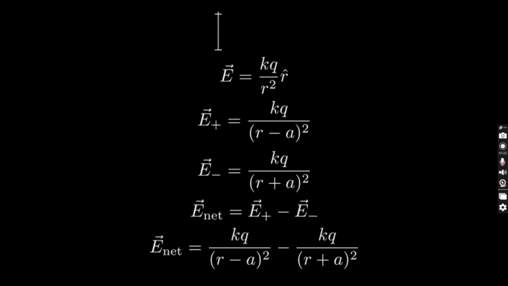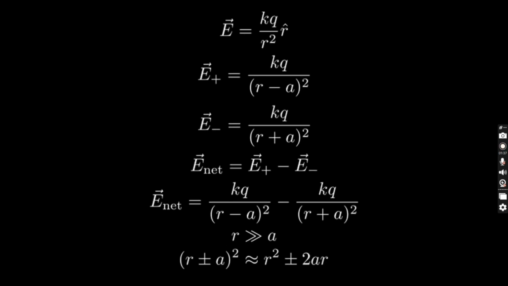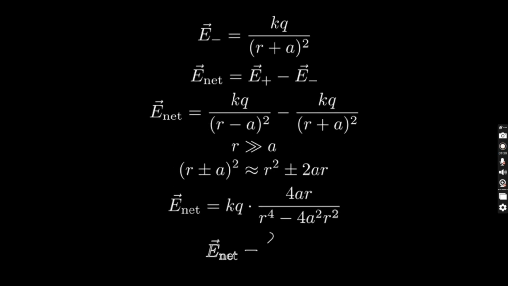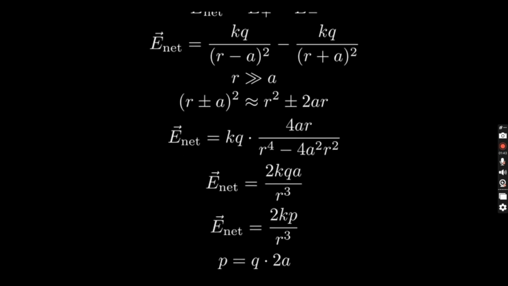For points far from the dipole, where r is much greater than a, we can use the binomial approximation. This means (r plus or minus a) squared approximately equals r squared plus or minus 2ar. After several steps of algebra, combining terms, and using the binomial approximation, we arrive at our final expression. The electric field equals 2kp over r cubed, where p is the dipole moment equal to q times 2a.